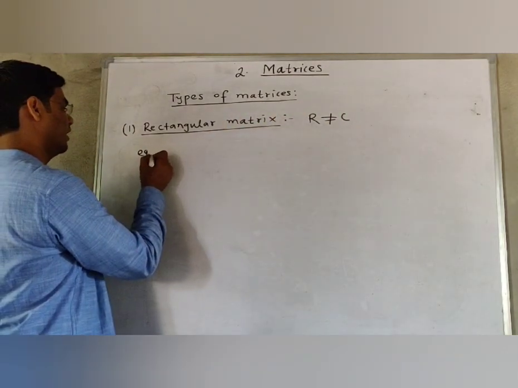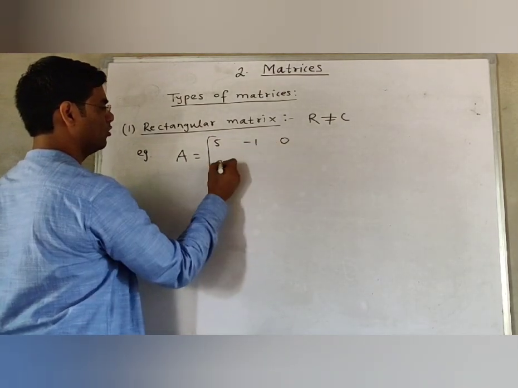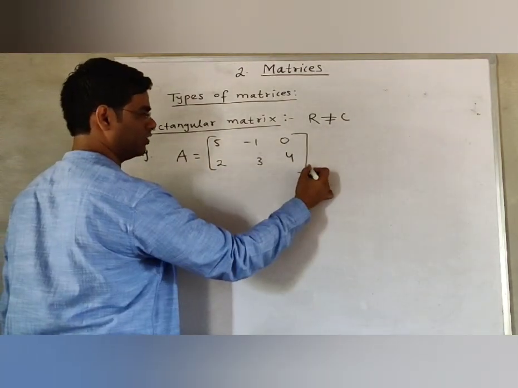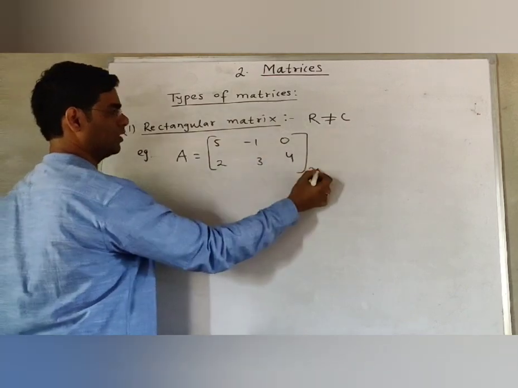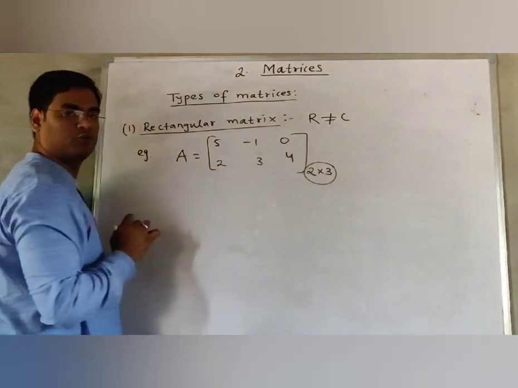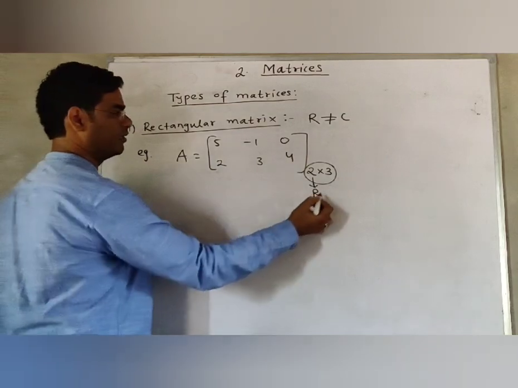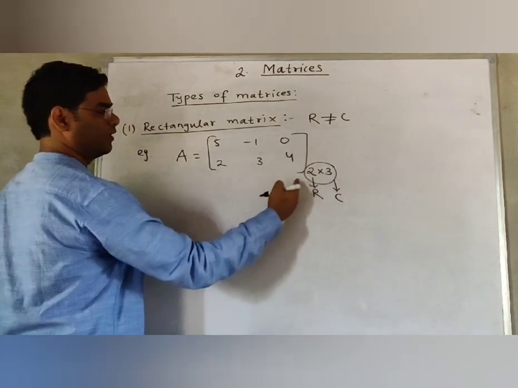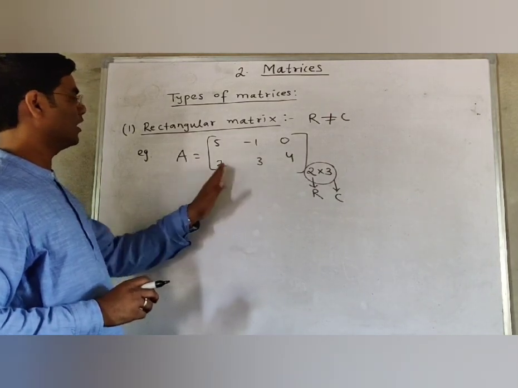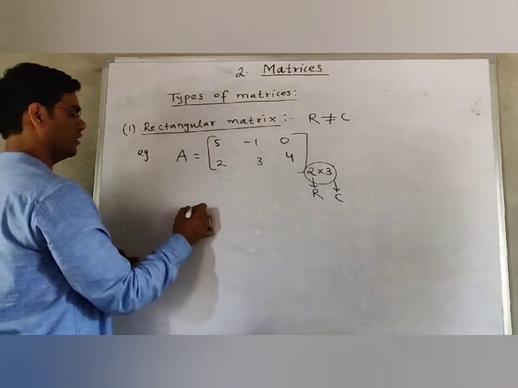For example, A is a matrix containing the elements 5, -1, 0, 2, 3, 4 and it contains 2 rows, horizontal lines are known as rows, and 3 columns, vertical lines are known as columns. So the order of this matrix is 2 by 3. The first number denotes the number of rows and the second number denotes the number of columns, and in this case the number of rows is not equal to the number of columns. Therefore this type of matrix is known as a rectangular matrix.